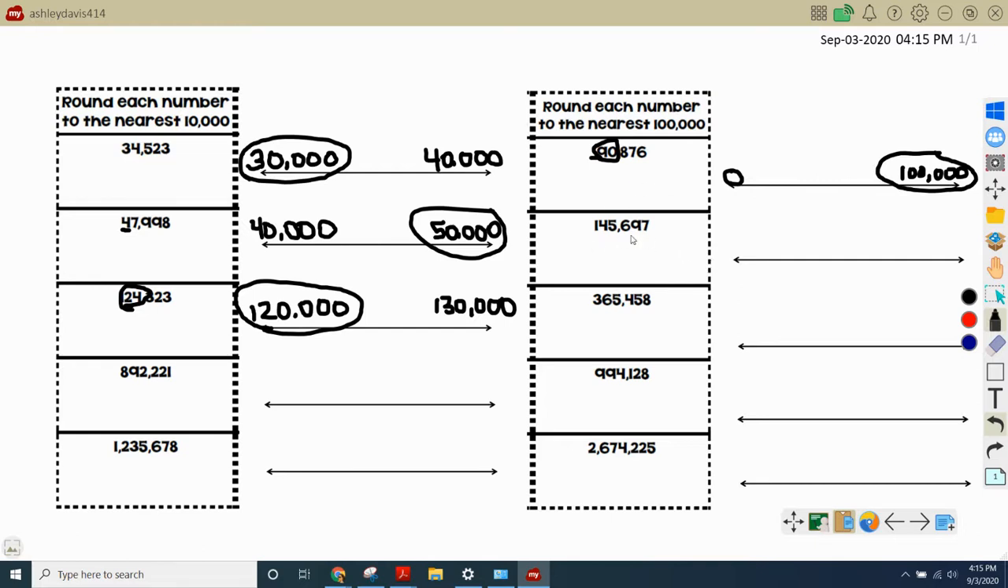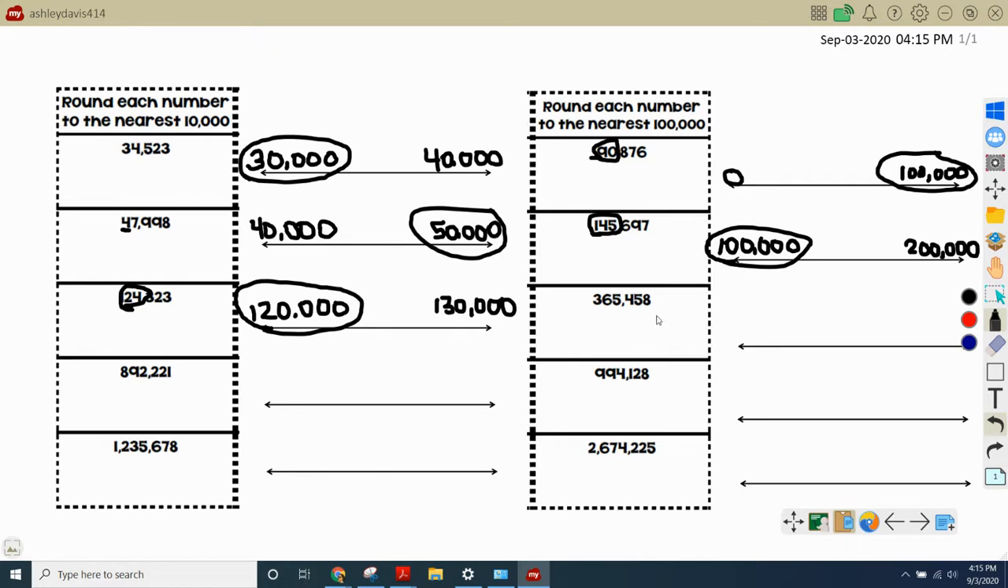Okay, so next we have 145,000. We're still rounding to the 100,000s place, so there's a 1 there, so that's our first number on the number line, 100,000. If I were to count to the next 100,000, it'd be 200,000. Okay, so then I think, is 145 closer to 100 or 200? Okay, 100 or 200? 145 is closer to 100 on the number line. So this number would round to 100,000.